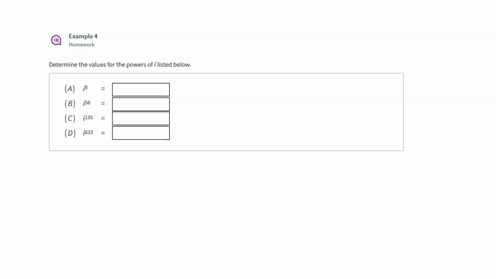So in example 4, you were asked to do these various powers of i, and as we've discussed in the demonstration, all you need to do is take the exponent you see and divide it by 4, and that's going to tell you what the new remainder is going to be. So if I do 8 divided by 4, I get 2 with no remainder.